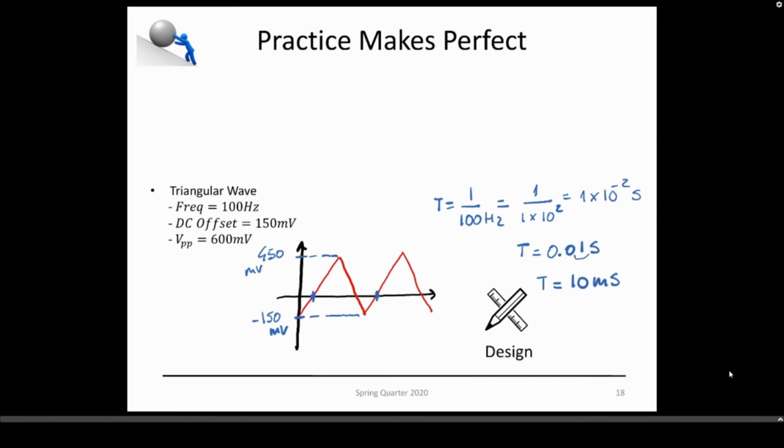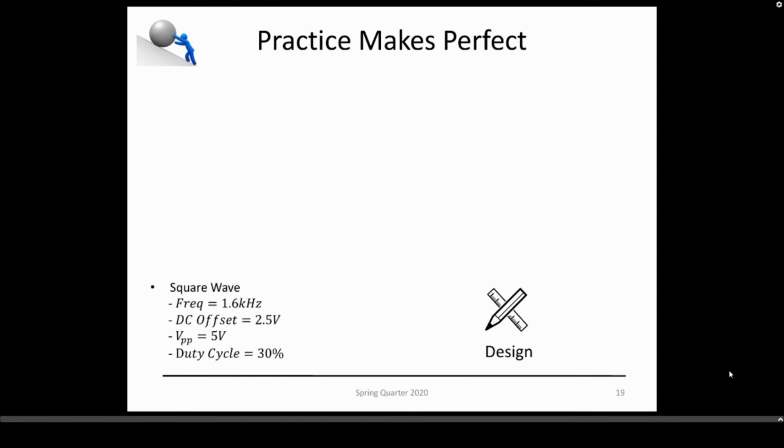And let's go over the last one, which is a square wave. In red, so I have a square wave. The duty cycle is 30%. So that means that if I design the period, the part that is on needs to be 30% of the period, smaller than the part that is off.